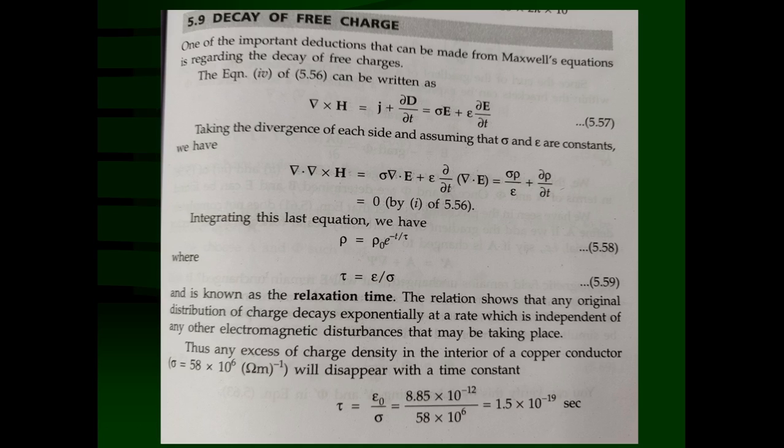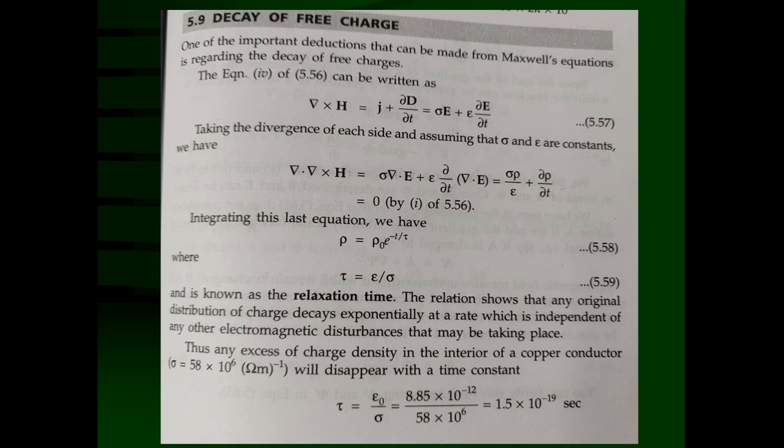We have already learned about Maxwell's equations. What are Maxwell's equations? They govern electricity and magnetism. These four important Maxwell's relations are: divergence of D is equal to rho, divergence of B is equal to 0, curl of E is equal to minus del B upon del t, and curl of H is equal to J plus del D upon del t. This displacement current density was introduced by Maxwell, hence all these laws are known as Maxwell's equations.